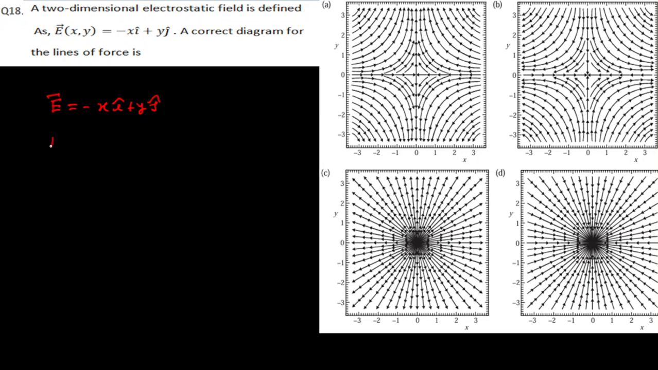Let's say if you put x equals 0, y equals 0, then the electric field will be 0. On the positive x-axis, say x equals 1, y equals 0, it will be in the minus i cap direction. So on the positive x-axis it will be minus i cap, and on the negative x-axis it will be plus i cap. Then you can also calculate the electric field on the y-axis: on the positive y-axis it will be plus j cap, and on the negative y-axis it will be minus j cap. So which option will be correct?